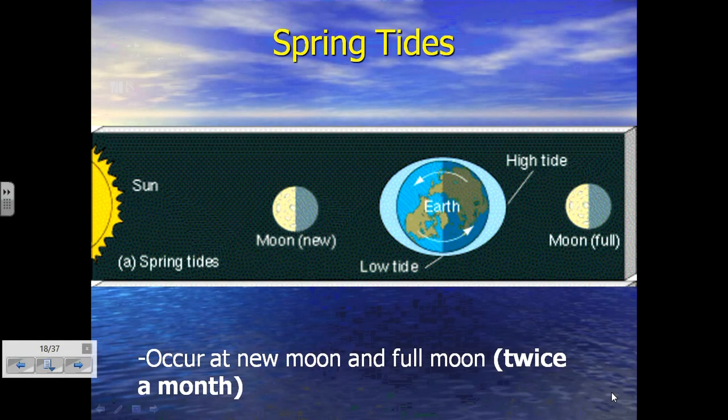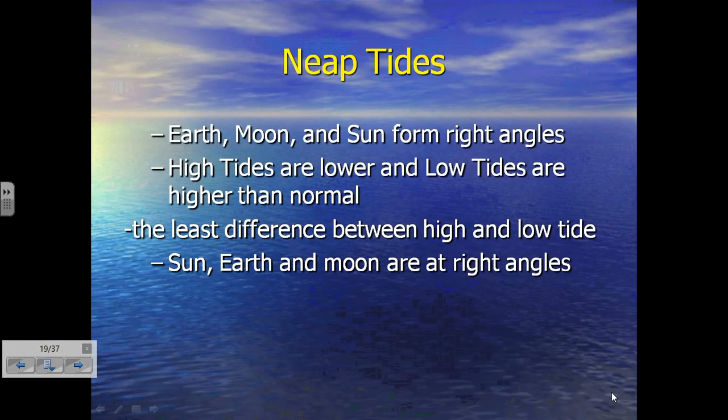You have the sun to the left, and each phase of the moon could represent the different variations of when spring tides actually occur. And speaking of which, when they occur, you notice that they happen twice a month, occurring at the new moon and the full moon. Now, another tide that I'm going to discuss is called a neap tide.